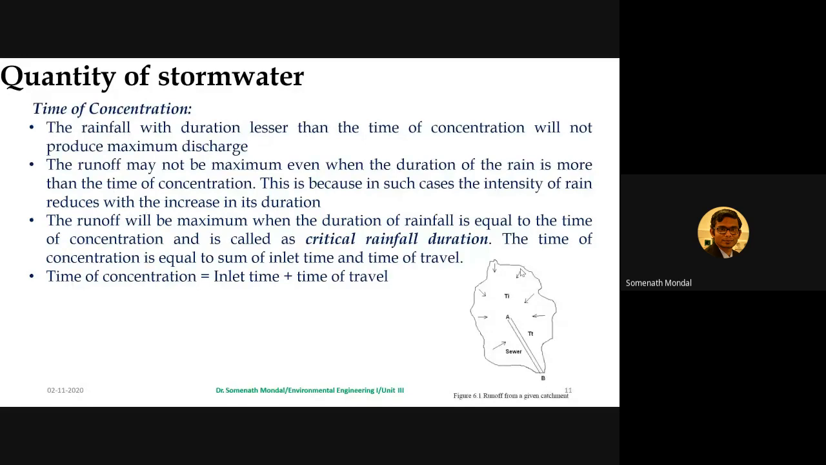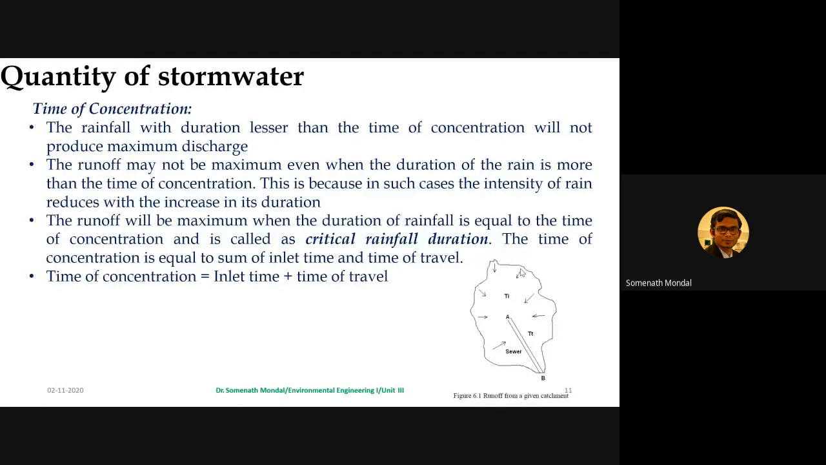The rainfall with duration lesser than the time of concentration will not produce maximum discharge. This is quite understandable, that if you have a shorter period of rainfall, that will not produce the maximum discharge, because before reaching the time of concentration this precipitation would stop. Next is, the runoff may not be maximum even when the duration of the rain is more than the time of concentration. Why? Because in such cases the intensity of rain reduces with the increase in its duration.